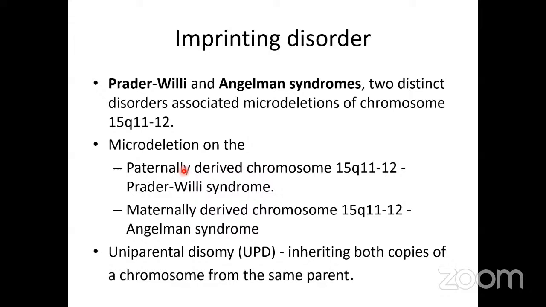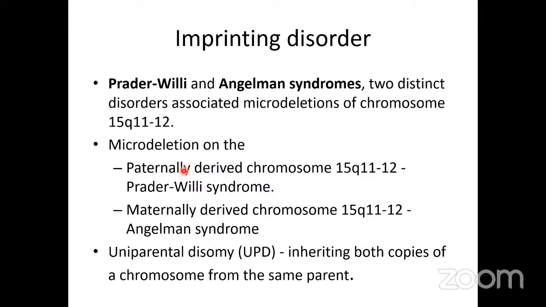Sometimes there is uniparental disomy. That means in a few instances, a child may inherit both copies of a chromosome from the same parent. For example, if a child inherits two copies of maternal chromosome number 15, and there is no paternal chromosome 15, this child will develop Prader-Willi syndrome. If a child inherits both copies from the father, then there is no maternal chromosome number 15, so he will develop Angelman syndrome. So these are the reasons for imprinting disorders.